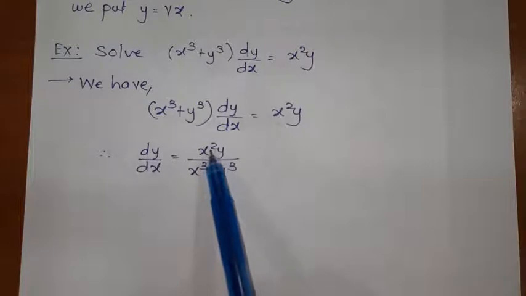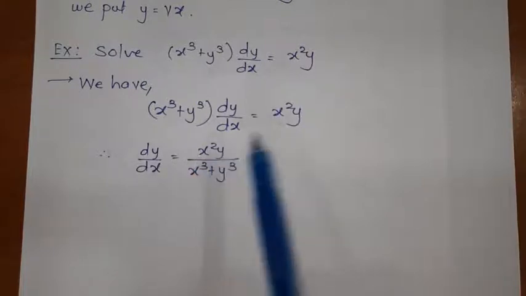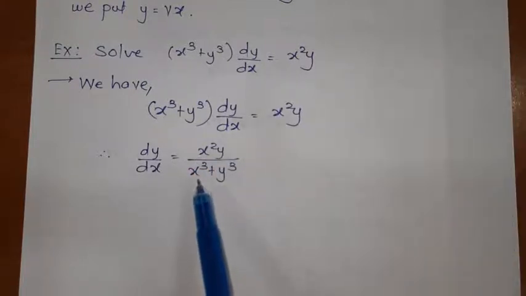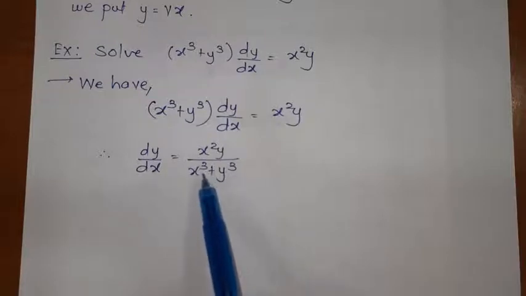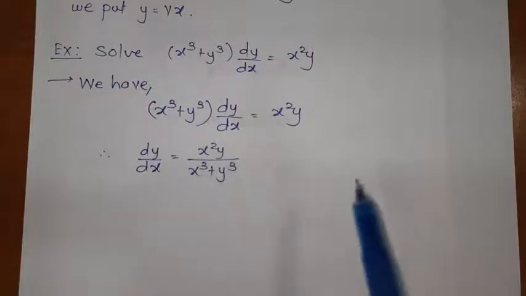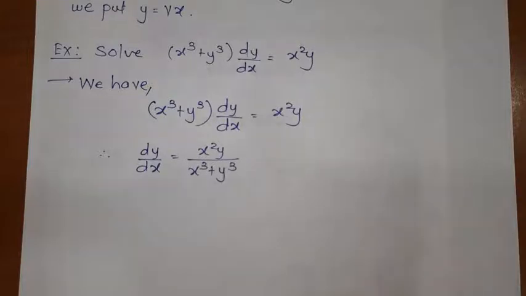What is its power? 2. What is its power? 1. So combined power is 3, right? What about the denominator? Power is 3, power is 3. So this is also a homogeneous function of degree 3. So numerator and denominator, both of them are homogeneous functions of degree 3. So you can declare it as a homogeneous differential equation.